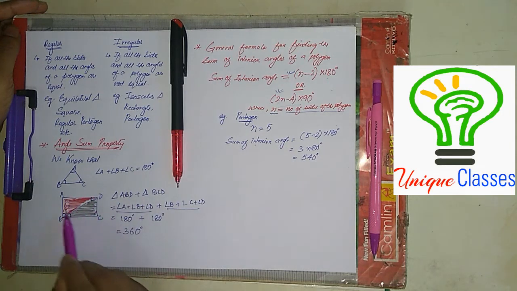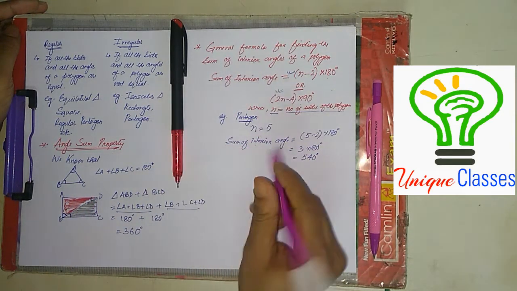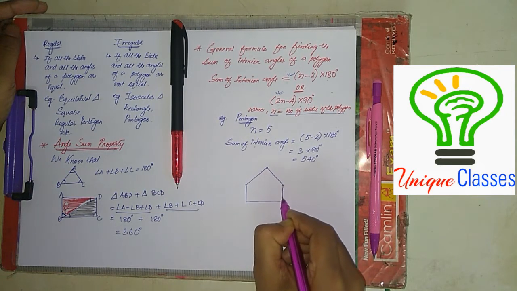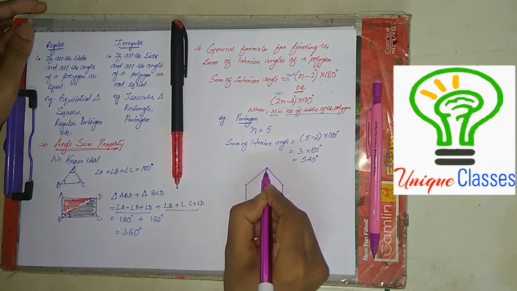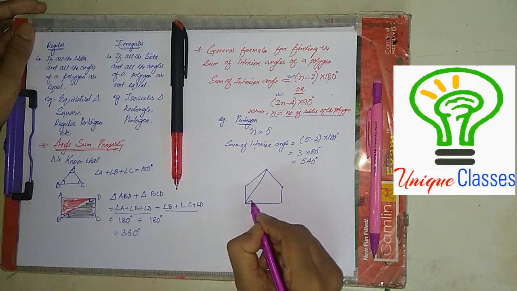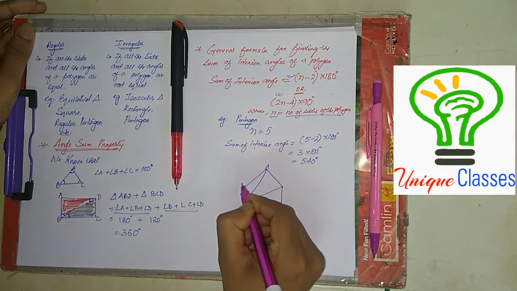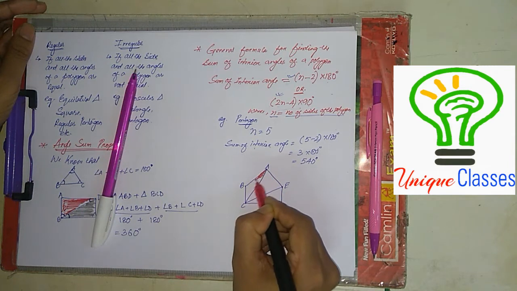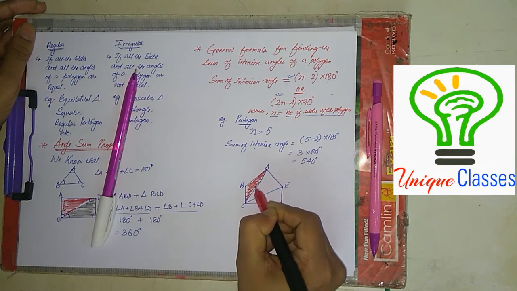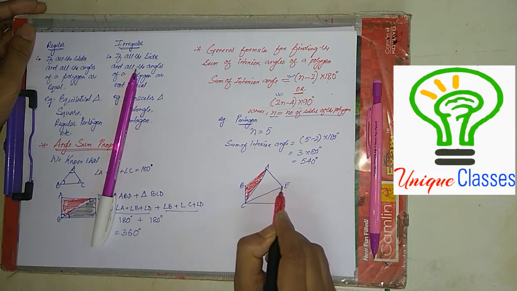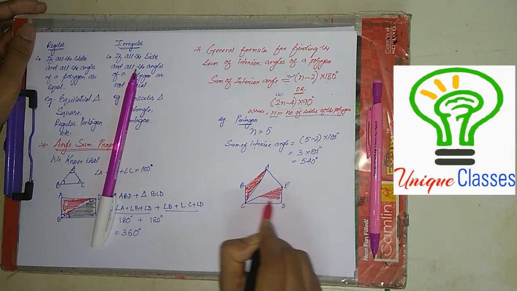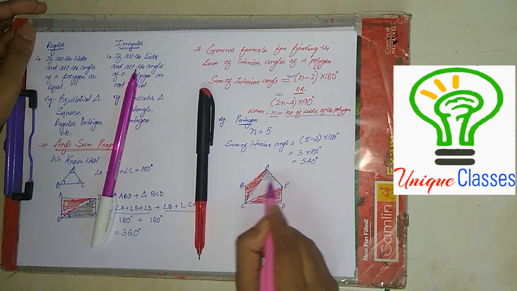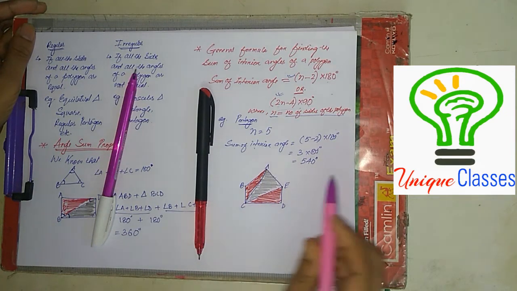Okay, now let me verify this via the original method, that is with the help of a diagram. This is a pentagon. I'll just draw this diagonal, again I draw this diagonal. So A, B, C, D, E. So basically on this one triangle, this is another triangle, and this is another triangle.